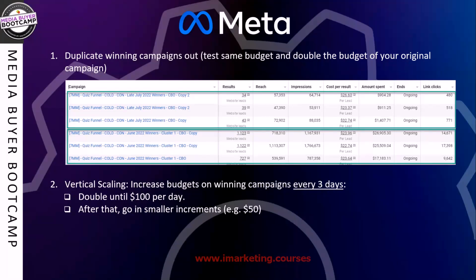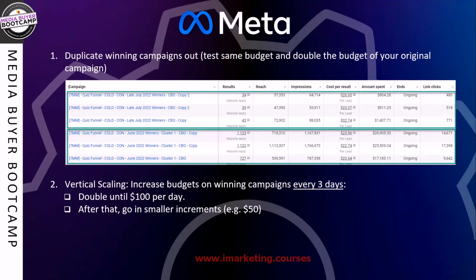Very high probability. So what we do is double the budgets every 3 days, but only until we get to about $100 a day. After that, as long as the cost per lead or cost per appointment, whatever you're optimizing for in your campaigns, is holding, we tend to go in smaller increments, which is why strategy number 1 can help you scale a lot quicker, just by duplicating the campaigns out.